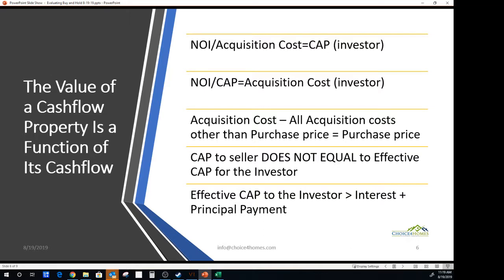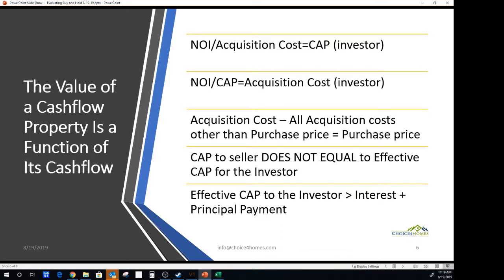Net operating income divided by cap rate, very basic algebra, should be your acquisition cost. Now, your acquisition cost minus all of the other acquisition expenses other than the purchase price will give you the purchase price. And I'm actually going to jump into the example later on and explain that.